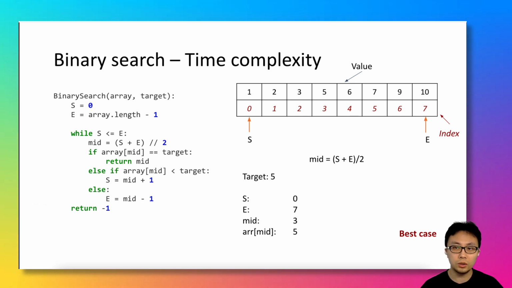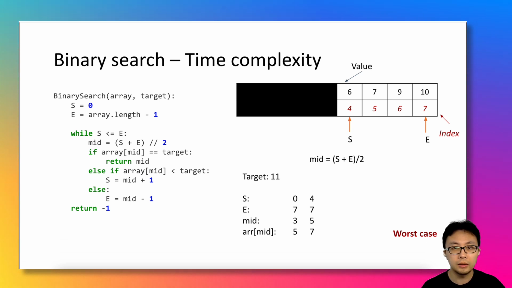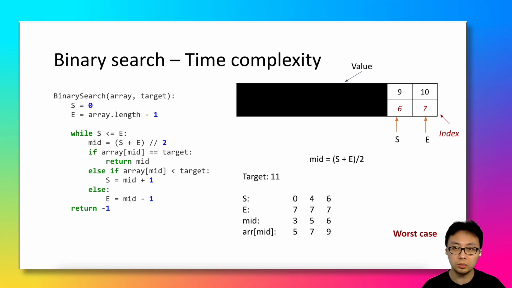What about the worst case scenario? The worst case means that the while loop runs for as many iterations as possible until the starting index is bigger than the ending index. In other words, the search space will be halved and halved many times until it becomes empty. For example, when the target is 11 for the same input array, it will have a worst case. It will keep halving the search space 4 times, starting with the whole array. Then to this, then to this, then to this. After that, S will become bigger than E, ending the whole while loop, and -1 will be returned.